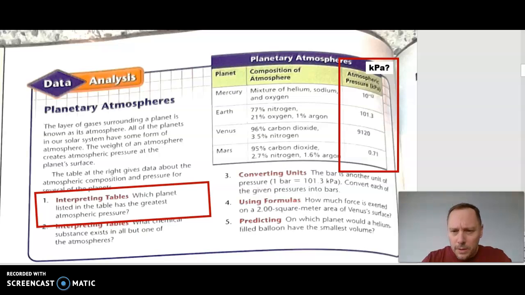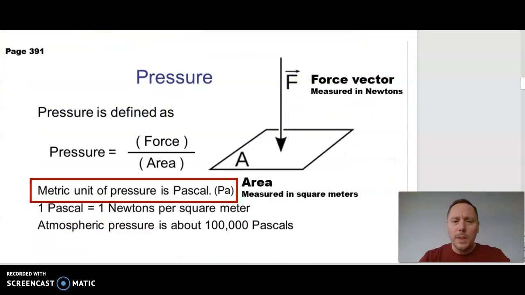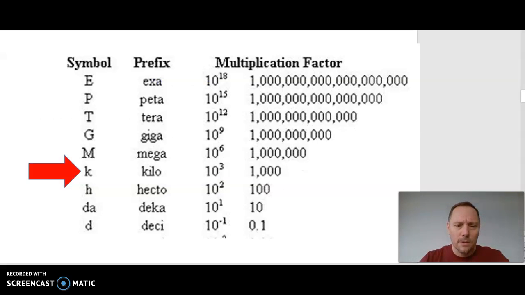So we look over to our table. I found atmospheric pressure, kPa. What is kPa? Oh, that's right. The Pa stands for pascals. Pascals is the SI unit of pressure, right? Force over area gives you your answer in pascals. But it had a k in front of it, right? kPa. What does that k stand for? Oh, that's right. k is the metric prefix meaning kilo, or 1,000. So 1 kilopascal is 1,000 pascals.